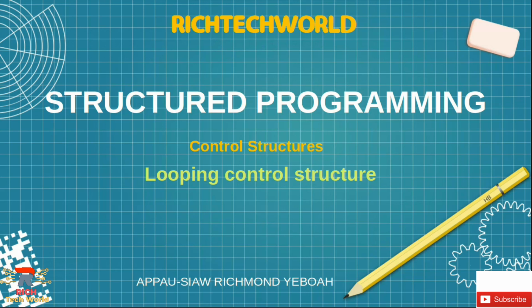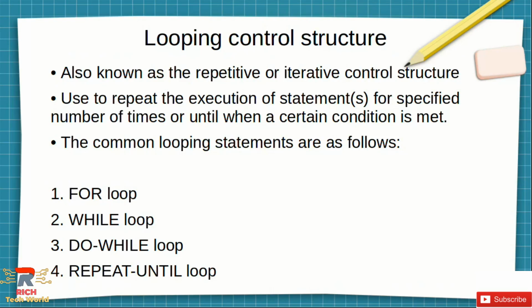Okay guys, so looping control structures are also known as the repetitive or iterative control structures. They are used for repeating or executing some statements in our programs for a particular number of times. So when you are programming and there is a particular statement or command or instruction that you want to repeat for a period of time, you just use the looping control structures.